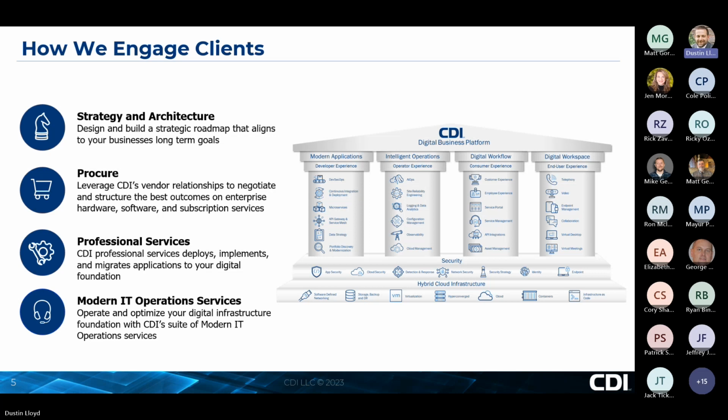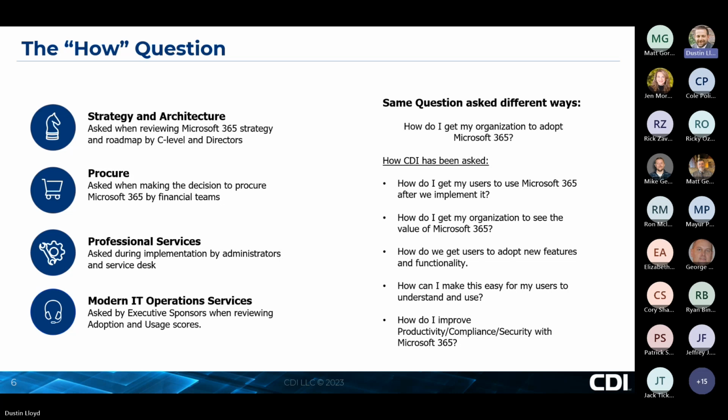So today we are going to be covering a lot of things in digital workspace because we are talking about Microsoft 365. But generally, when we're engaging clients like this and having these conversations, we get the how question, especially when it comes to Microsoft 365. And that how question is, how do I get my organization to adopt Microsoft 365? It's what it really comes down to. And we get asked that in a number of different ways anywhere in the cycle. So when we're talking strategy and architecture, a lot of people go, hey, this is all great, but how do I get my organization to buy into this and accept the yearly or monthly cost, right?